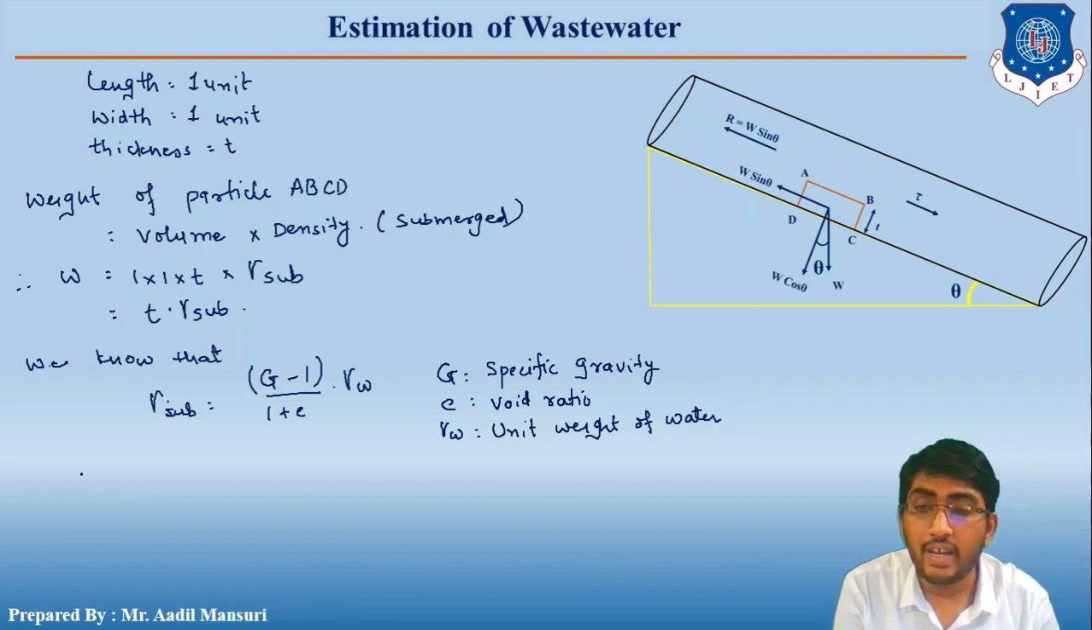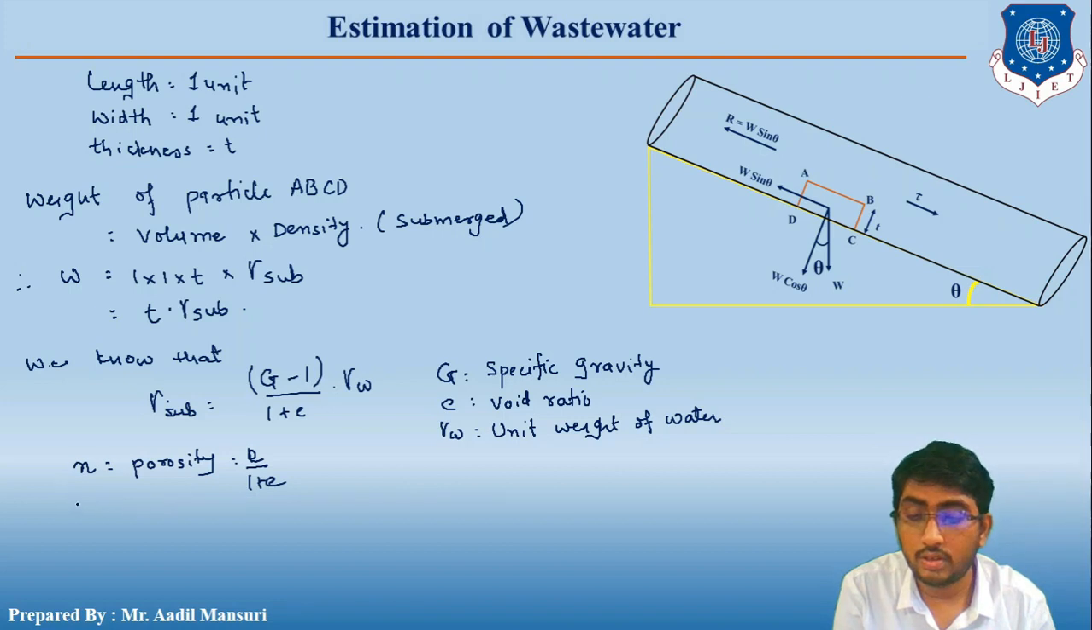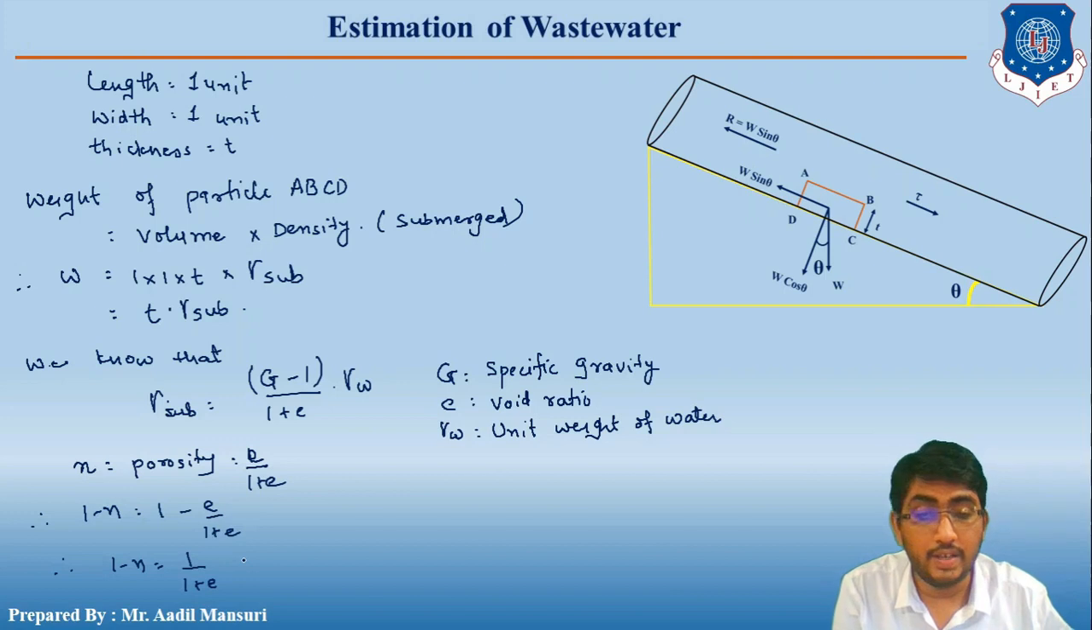Now we know that N is porosity, and the formula for porosity is E upon 1 plus E. Therefore 1 minus N will be equal to 1 minus E upon 1 plus E. Therefore 1 minus N will be equal to 1 upon 1 plus E. So you keep this formula in mind and this formula in mind.